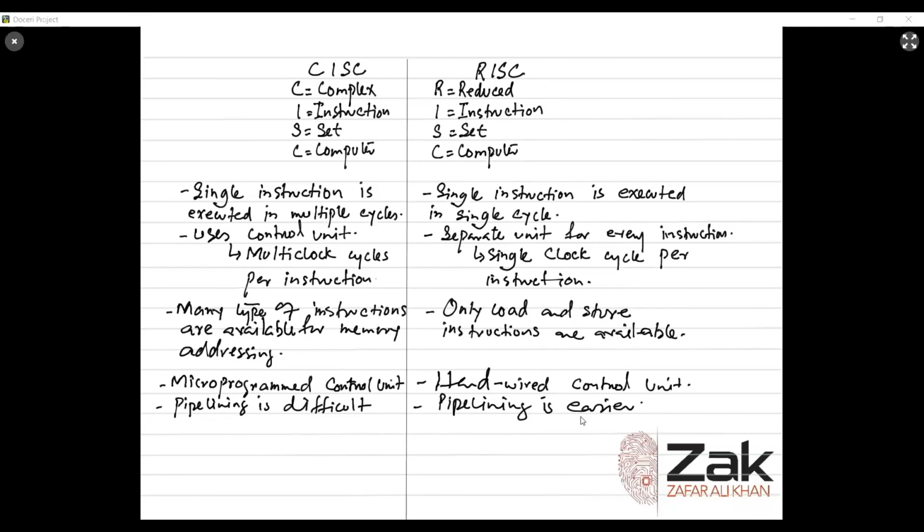Pipelining is difficult, pipelining is easier. Now what is pipelining? This would be related to another topic later, we will do it tomorrow.